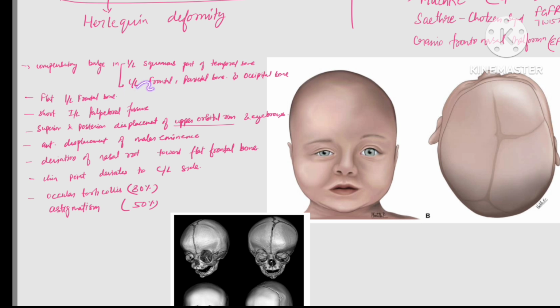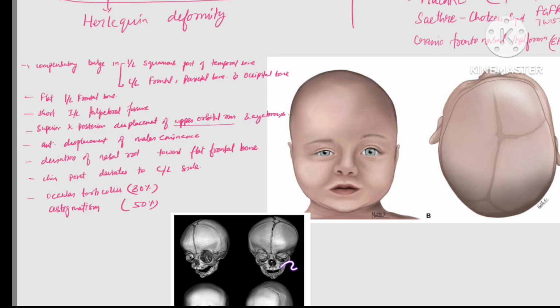There is contralateral bulge in frontal, parietal and occipital sides. There is flat ipsilateral frontal bone. Shortened ipsilateral palpebral fissures, there is superior and posterior displacement of upper orbital rim and eyebrows, anterior displacement of malar eminence, and there is deviation of nasal roots towards the flat bone.